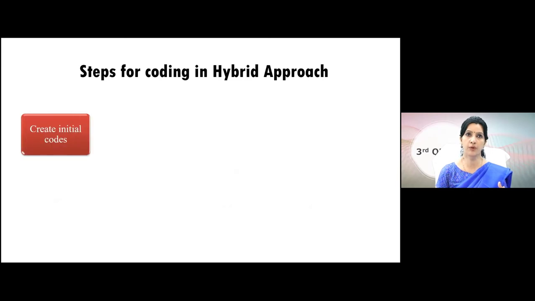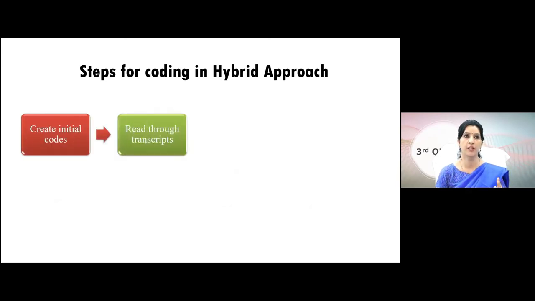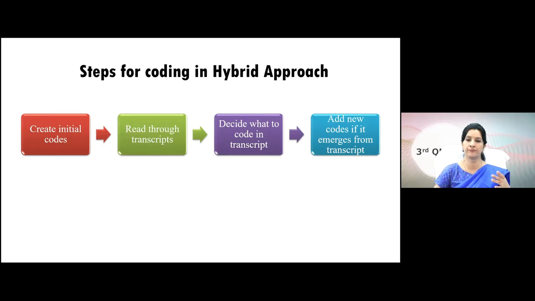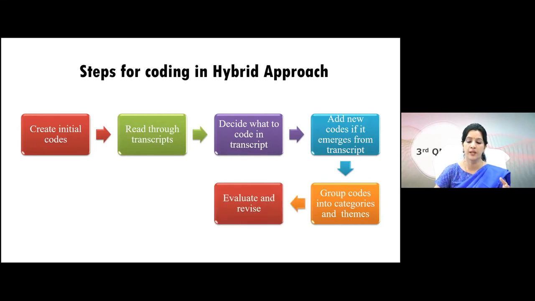Now, the steps of coding in the hybrid approach, just to reiterate: you should create the initial codes, read through the transcript, decide what to code, and then add new codes if they emerge from the transcript. Group those codes into categories and themes, evaluate and revise, and write the narrative.